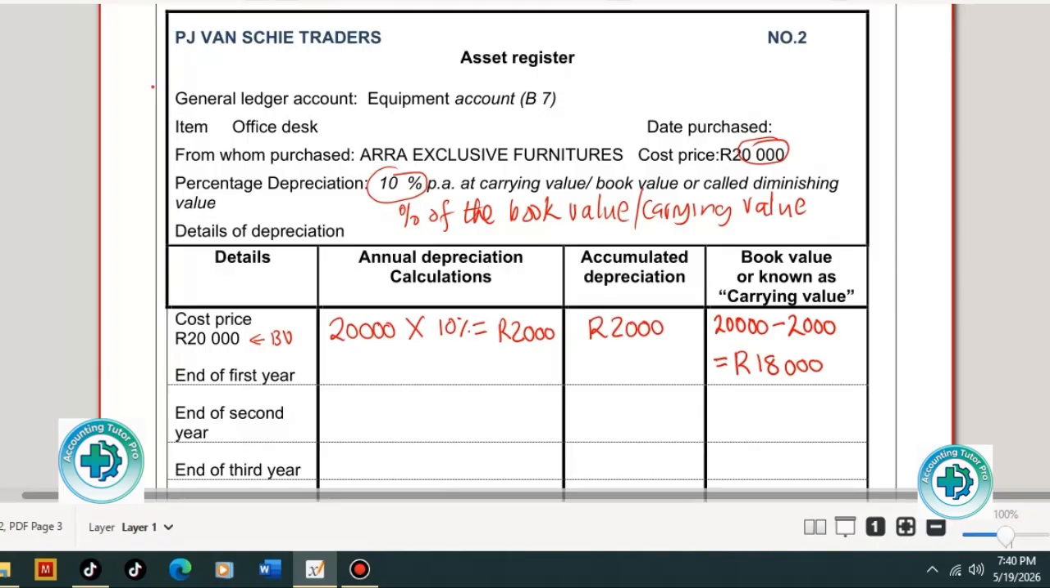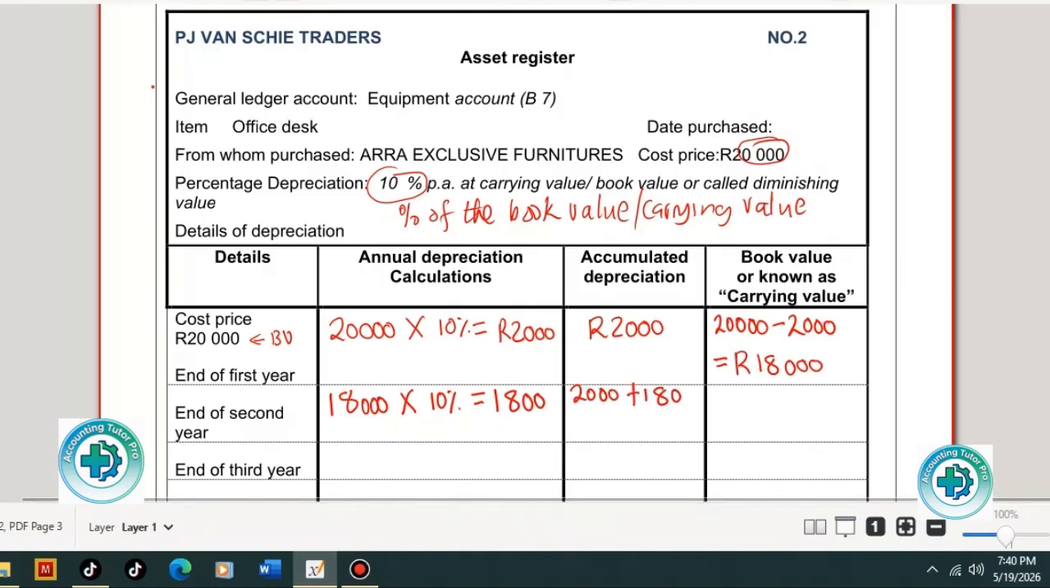When you start the second year, you start with the book value, which is the carrying value of the asset, 18,000. So at the end of the second year, the depreciation will be 18,000 multiplied by 10%. If you press the calculator, you get 1,800. The 1,800 is added to the already accumulated depreciation of 2,000. This gives you 3,800, so your accumulated depreciation now becomes 3,800.